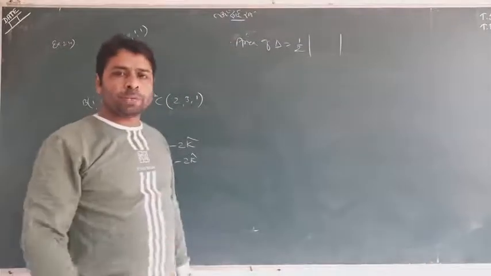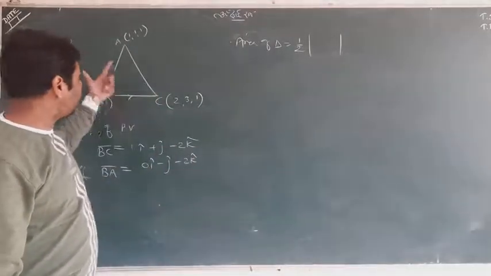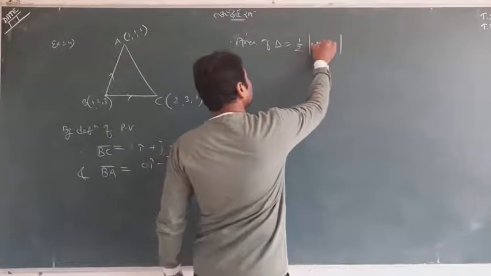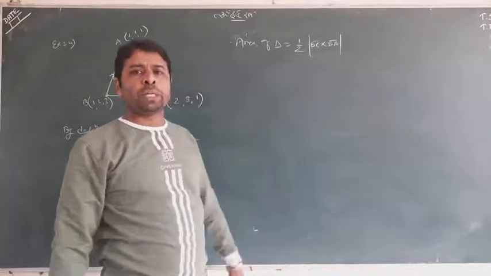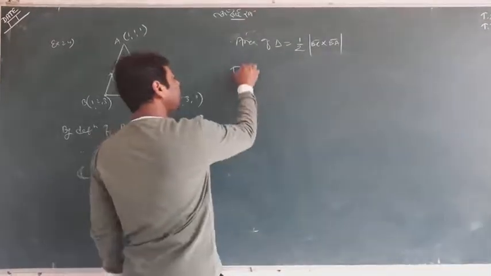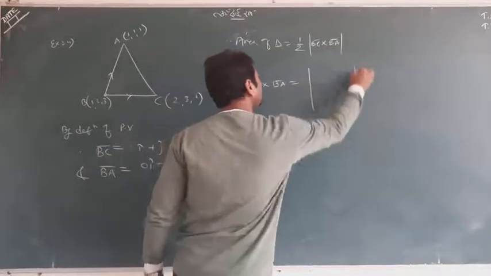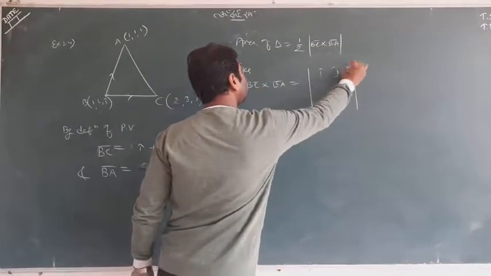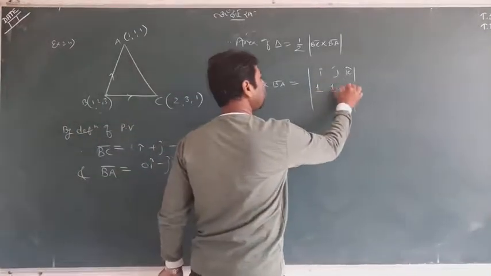I taught you yesterday, 1 by 2 in mod A cross B. This is my A, this is my B, so it is BC cross BA. But again a question: how can we find BC cross BA? We will do it by taking the determinant, which I taught you, with i j k. BC equal to 1, 1, minus 2.